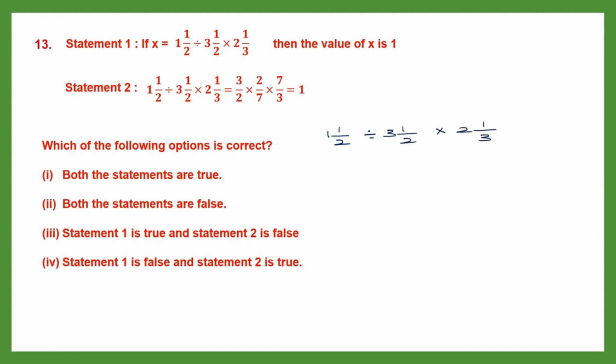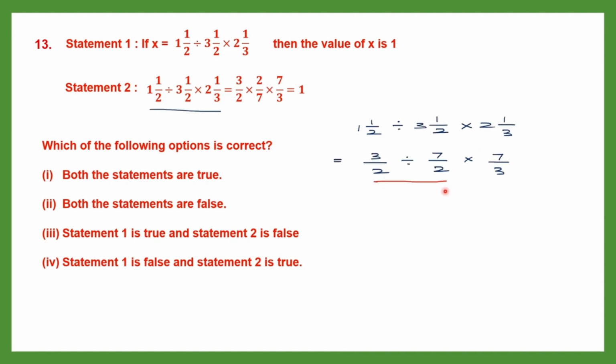The first step is we convert them all into improper fractions. So that is equal to, first one, 2 ones are 2 plus 1 is 3. So this is 3 by 2 divided by, next is 2 threes are 6 plus 1 is 7, 7 by 2, into, next is 3 twos are 6 plus 1, 7 by 3. Now we have division and multiplication. According to BODMAS, we must do division first. That means this part has to be worked out.